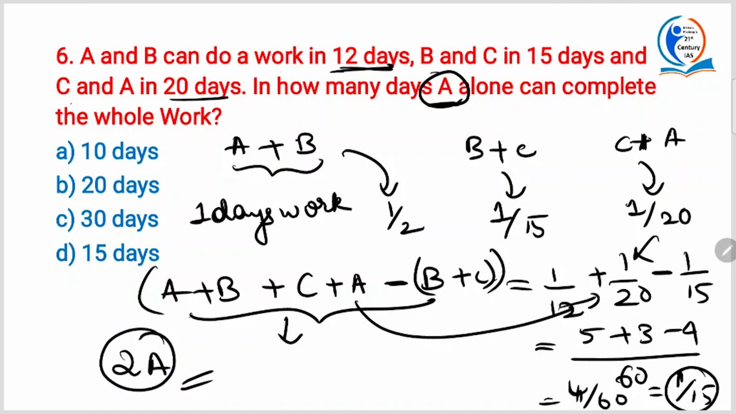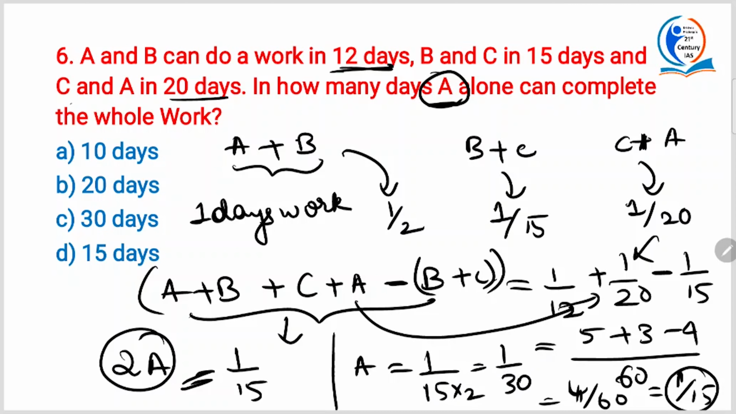Now this 1 by 15 is equal to what? Twice the amount of work done by A in 1 day. So 2 by A is 1 by 15. And if you have to get A's 1 day's work, it will be 1 by 15 into 2, that is 1 by 30. Alright, so A's 1 day's work is 1 by 30, which means A can complete the total amount of work in 30 days. Alright.